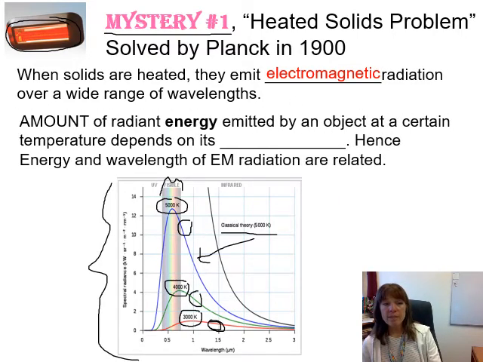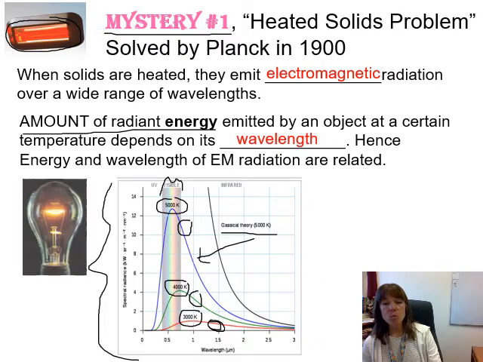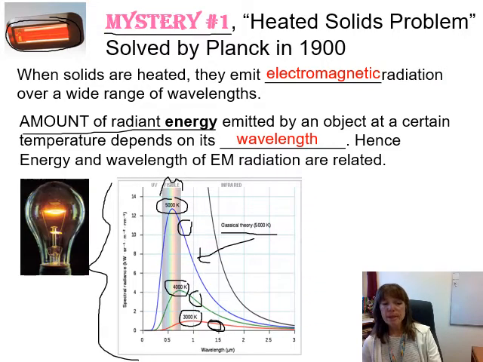And he learned that the amount of radiant energy emitted by an object at a certain temperature, so you see that here, there are different temperatures, depends on its wavelength. So looking at this graph, I have in words that energy and wavelength of electromagnetic radiation are related. What does that mean? So if we go down and look at this picture, I am going to remove these annotations so we can see this a little bit better.